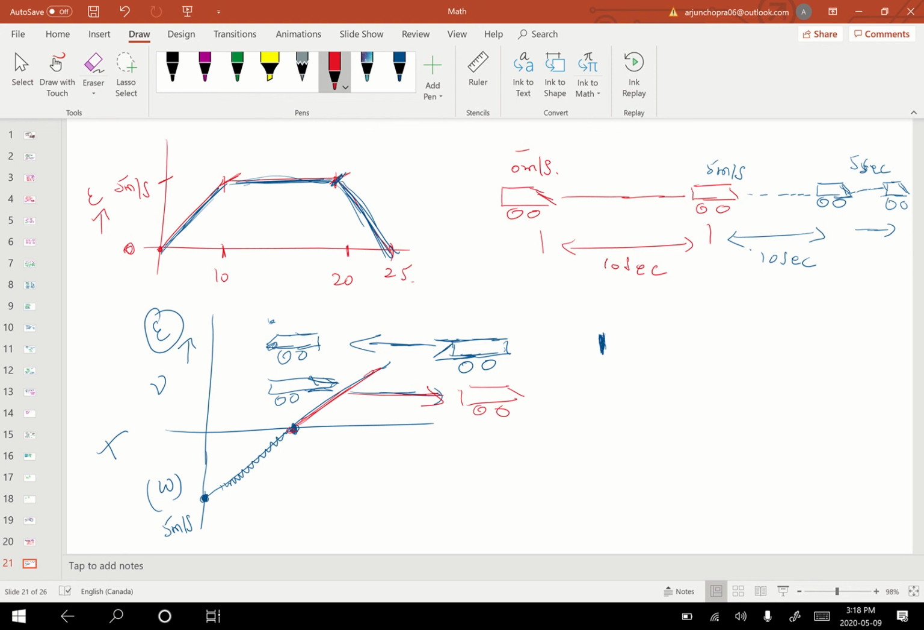So where did the car change its direction? The car changed its direction at this point. So this 0 velocity means the car changed its direction at that time. Let's say this is 10 seconds. If I ask you a question, at what time did the car change its direction? At 10 seconds, the car changed its direction. It was moving west, then it changed to the east direction.